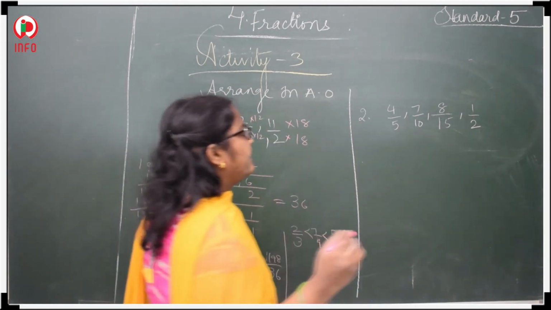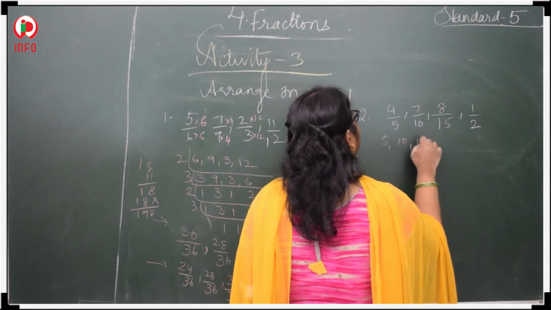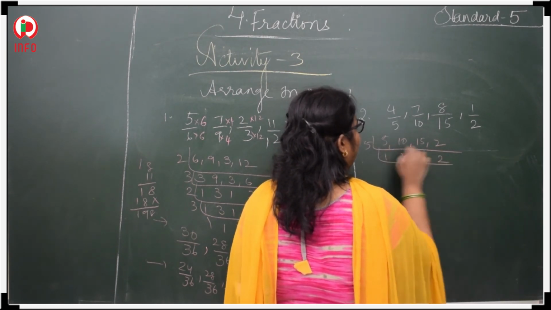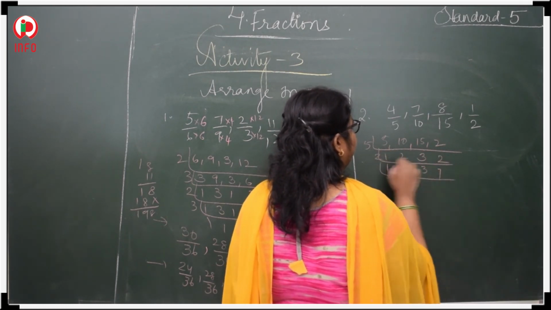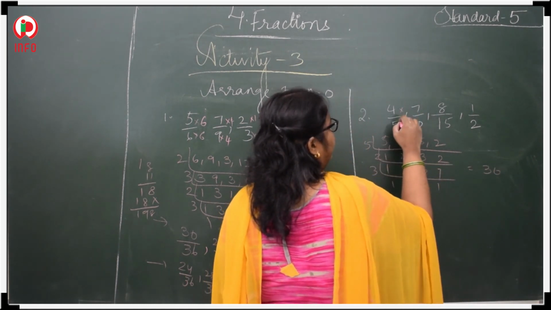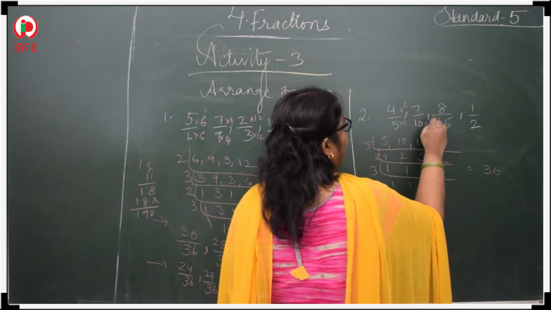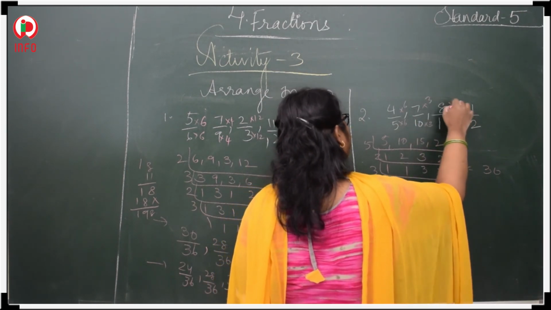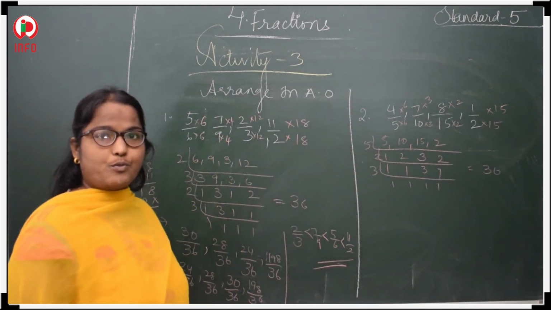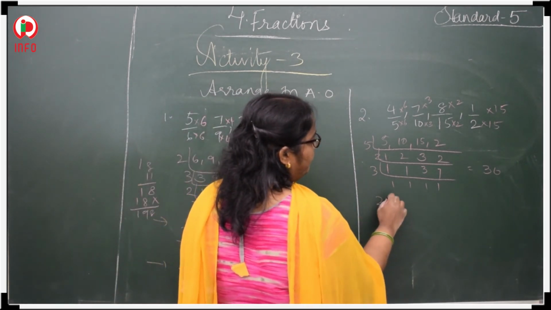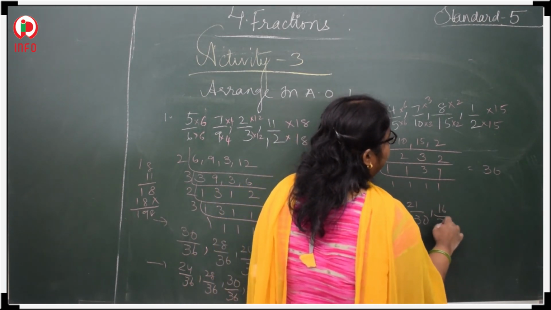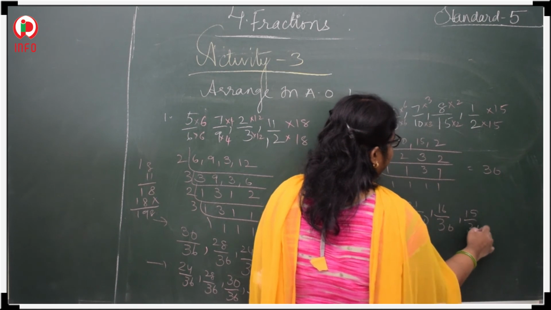Next again. 5 1s are 5, 5 2s are 10, 5 3s are 15. 30. Again. 5 6s are 30. 15 2s are 30. Okay, children. So 4 6s are 24 by 30. 21 by 30. 16 by 30, 15 by 30.